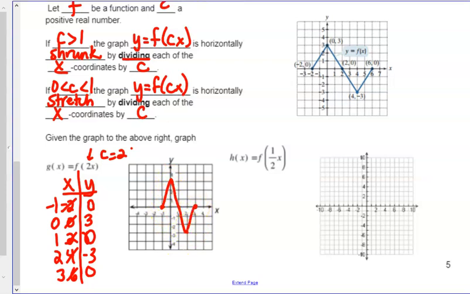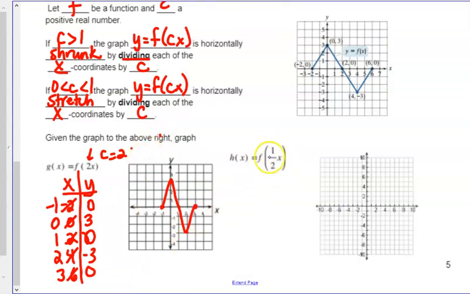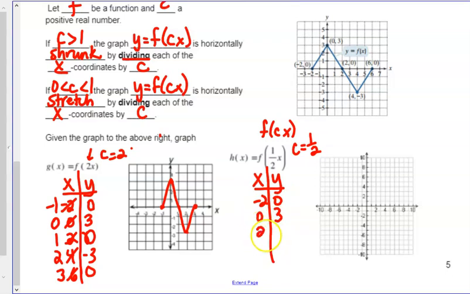Okay? You can graph that original, but looking at a comparison between here and here, you can see that this one has been squashed together horizontally. All right, now here, that is of the form f of cx. So c here is equal to 1/2. Because it is between 0 and 1, we're going to have a horizontal stretch by dividing each of our x coordinates by that c. So again, if I look at that t-chart of the points of the original: (-2, 0), (0, 3), (2, 0), (4, -3), and (6, 0).